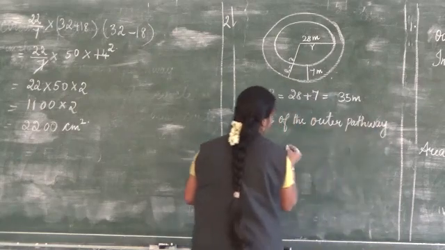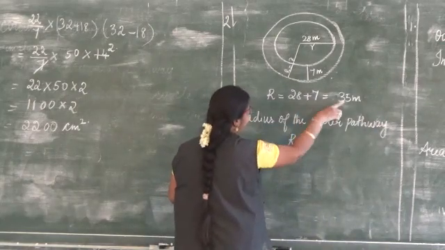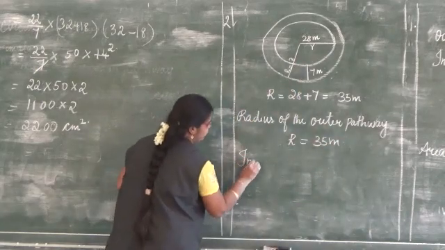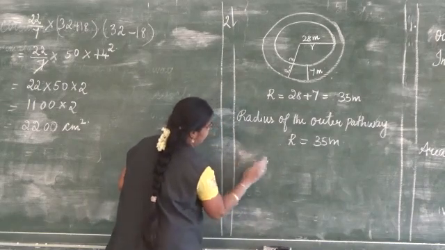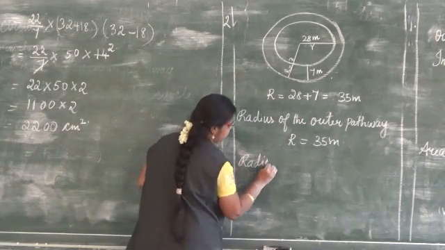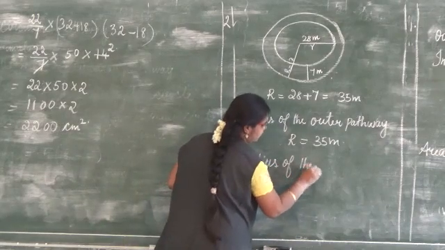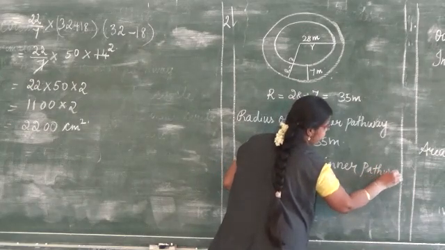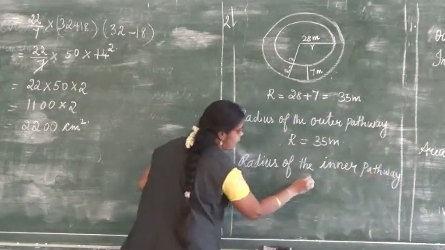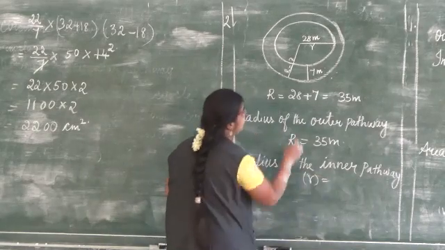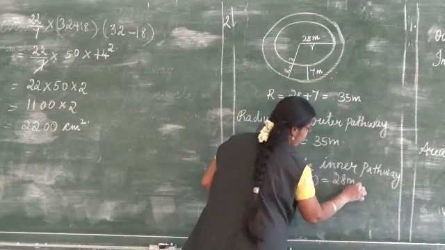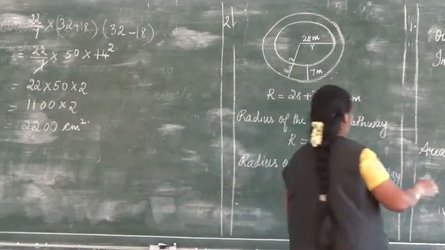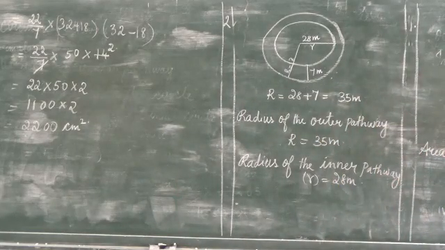So now the radius of the outer circle, the radius of the outer pathway, capital R, we found out that capital R is 35 meter. Then the radius of the inner pathway is equal to small r, small r is equal to 28 meter. Now we have to find the area of the circular pathway. So the area of the circular pathway is pi R square minus r square.